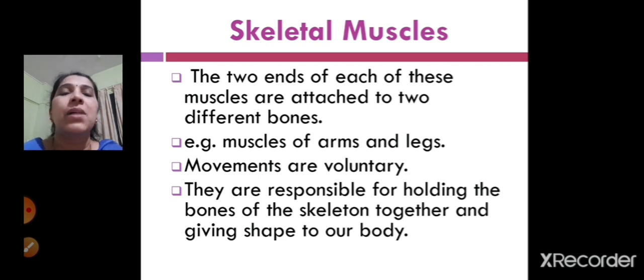So skeletal muscles, what happens? The two ends of the muscles are attached to two different bones. The example is muscles of the arms and legs. And as we know, these movements are voluntary. They are responsible for holding the bones of the skeleton together, and they also give shape to the body.